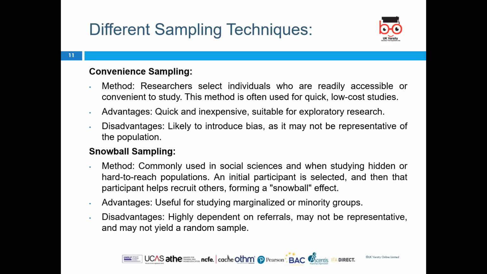But the disadvantage is that it is highly dependent on referrals and may not be representative. For example, if there are more than 4 or 5 remote locations in your country, but you go to only one remote location and recruit the sample, then the limitation is that it may not be representative and may not yield a random sampling. So that is one of the challenges in snowball sampling.